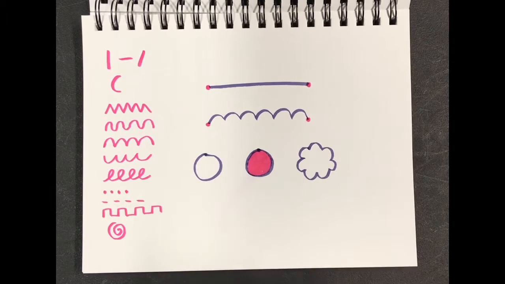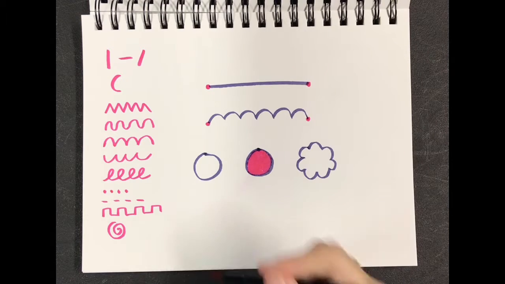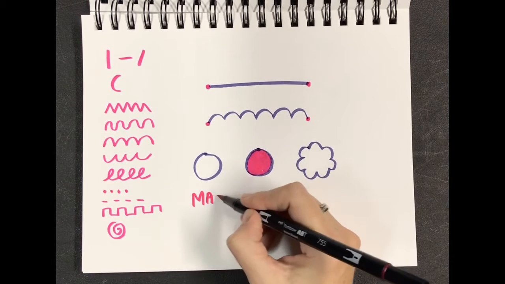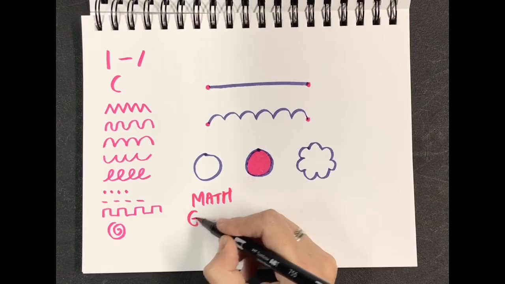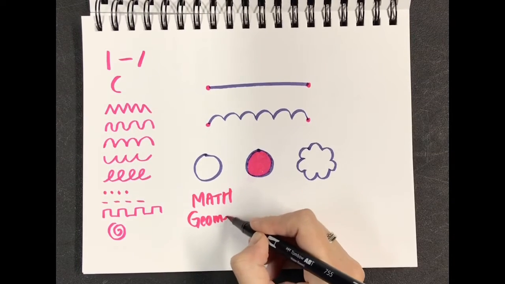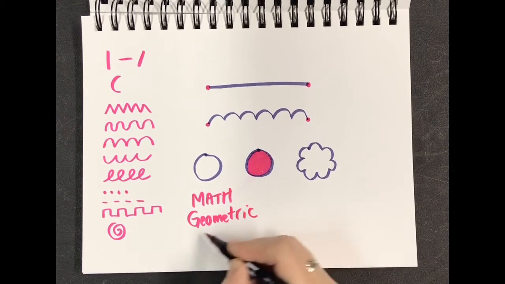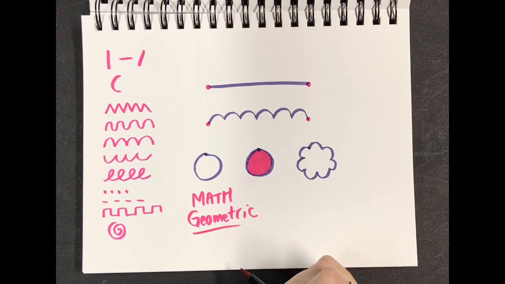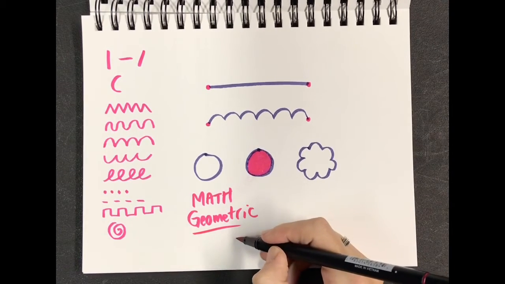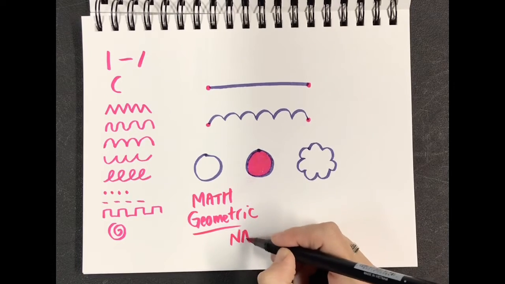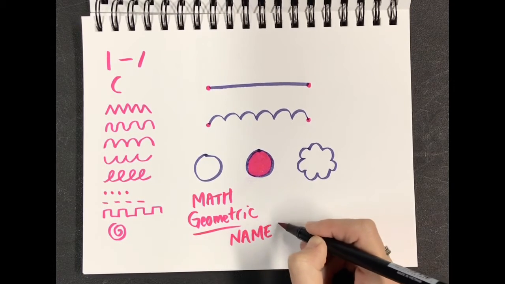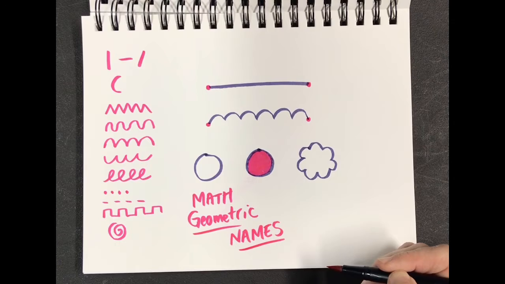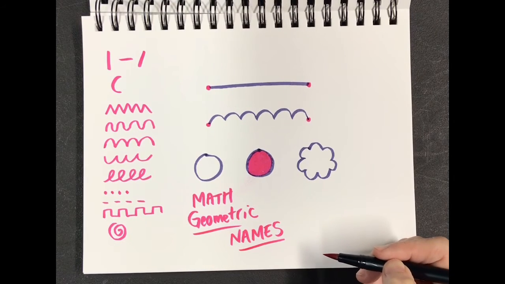It has a start and a stop. So in art, there are different types of shapes. Some shapes are math shapes, and those are geometric. Art shapes like circles, ovals. They are shapes that have names. Can you think of any shapes that have names?